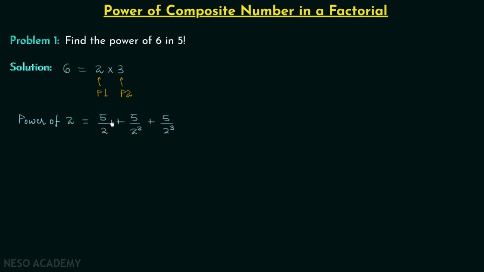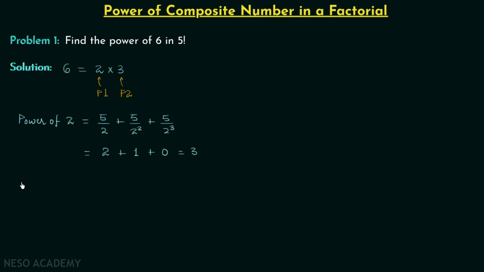Now when you divide 5 by 2, you will have 2.5, and we will only consider the integer part, which is 2. When you divide 5 by 4, you will have the integer part equal to 1. When you divide 5 by 8, you will have the integer part equal to 0. 2 plus 1 plus 0, we have 3. So the highest power of prime number 2 in 5 factorial is equal to 3.